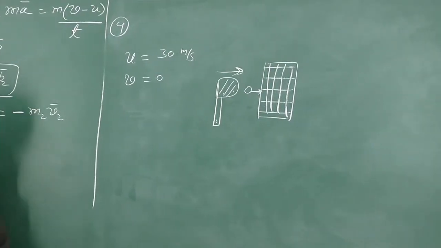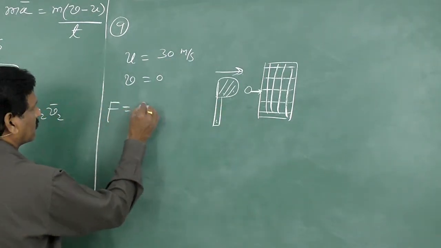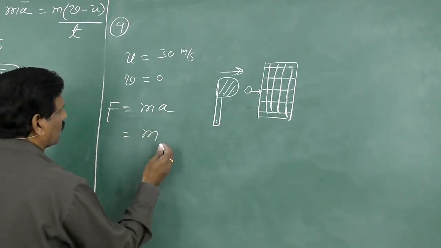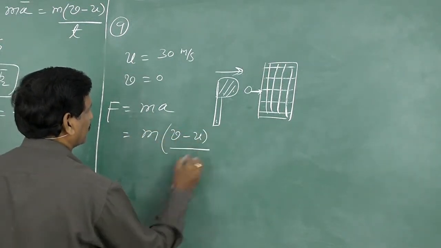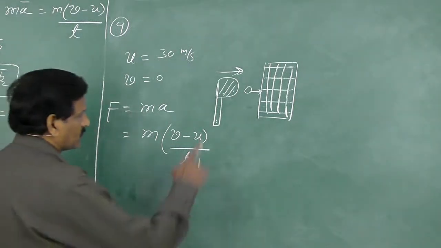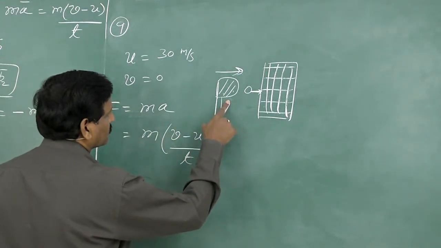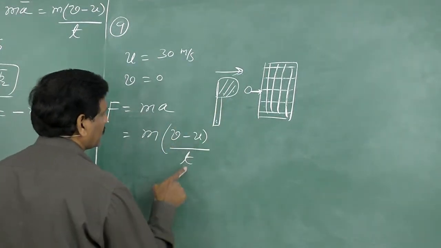So to find the force here, force of the nail on the hammer, F is equal to MA, where a is equal to V minus U by T. So force on the hammer by the nail is equal to mass of the hammer into acceleration produced in the hammer, V minus U by T.